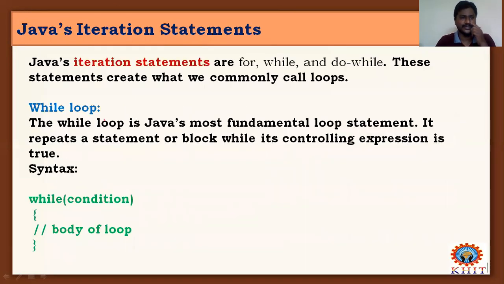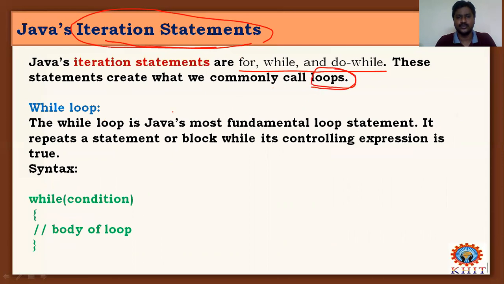Next one, coming to Java iteration statements. So these iteration statements, the most common ones like for loop, while loop, do while, create what we commonly call loops. We call these loops.